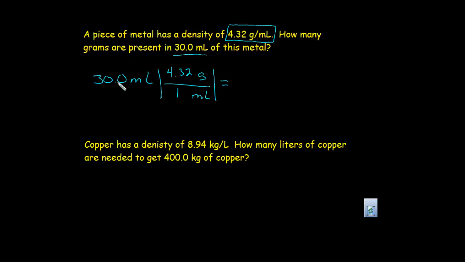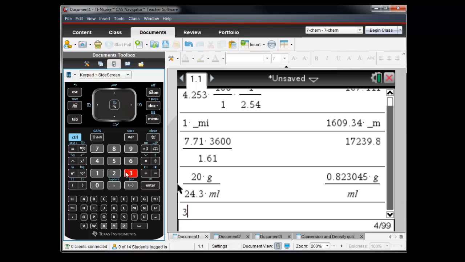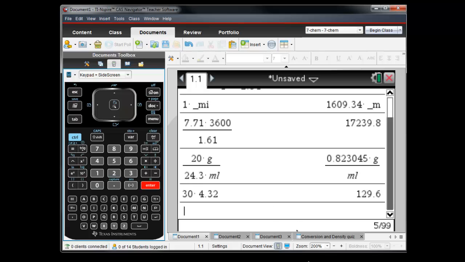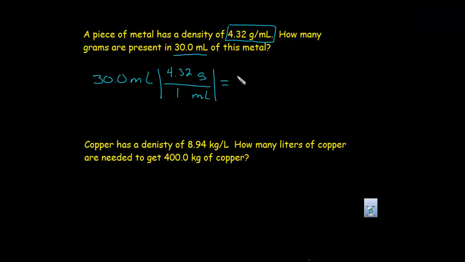And so then I have to take 30 times 4.32. So 30 times 4.32. And we get 129.6.